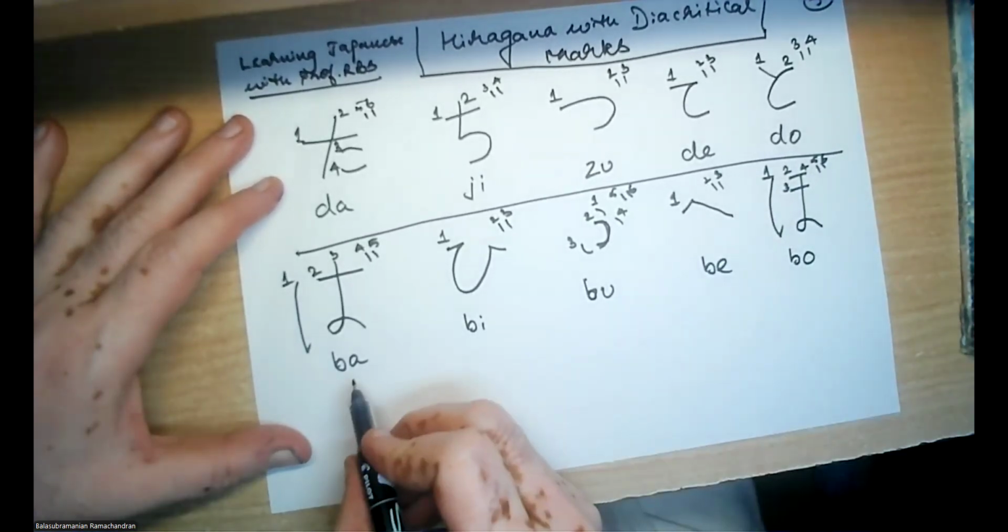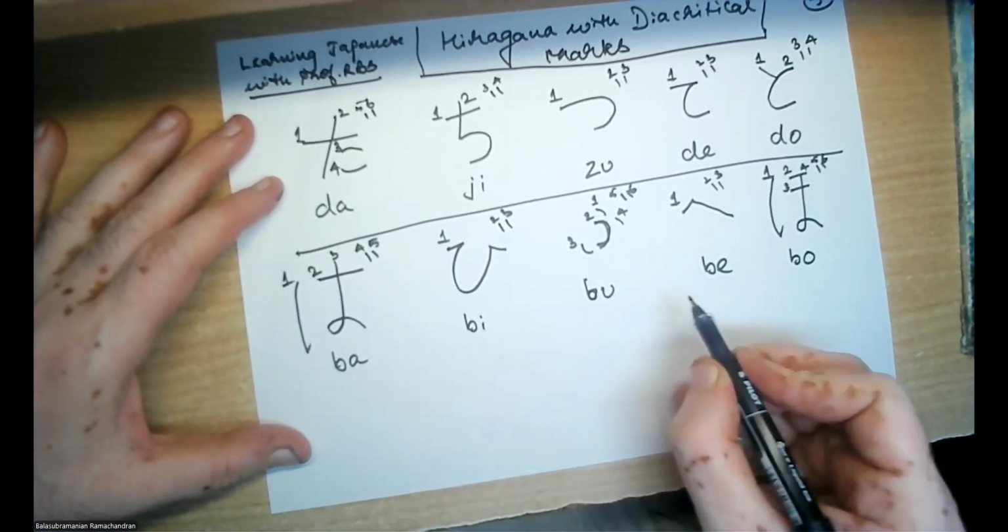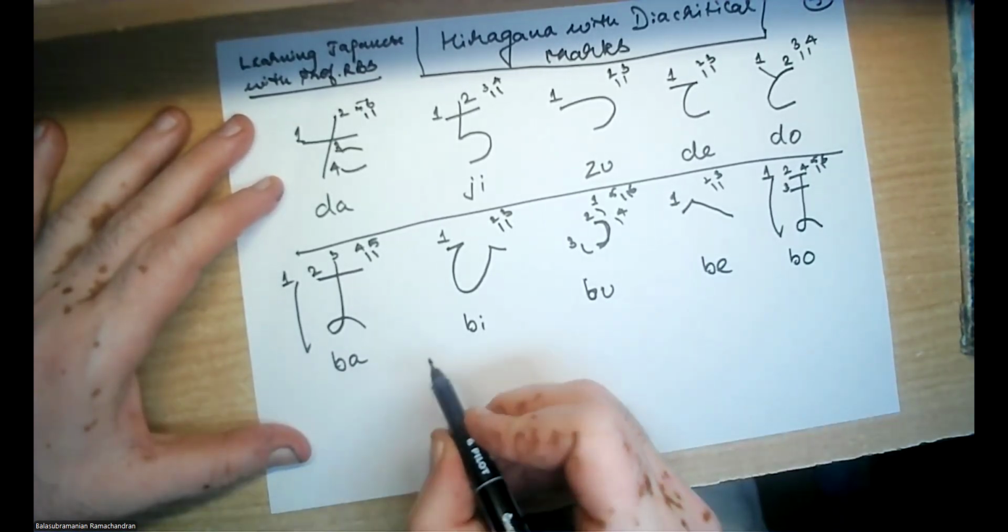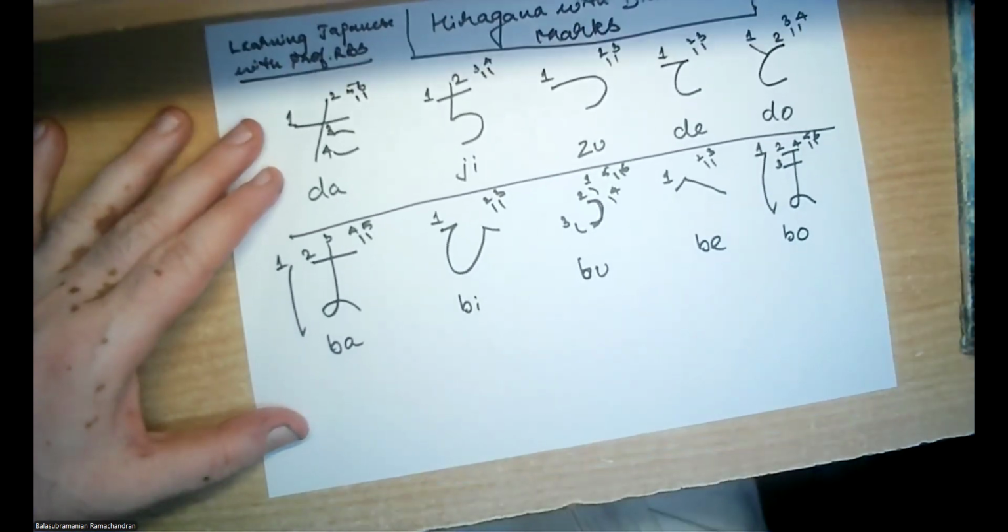So we have the Ba series here. Ba, Bi, Bu, Be, Bo.